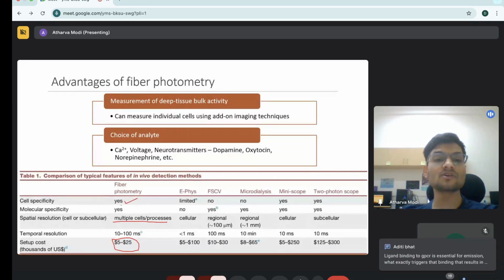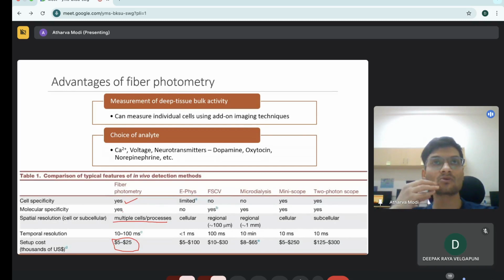Basically, if you want to measure from, let's say, only neurons which use glutamate, you can express these proteins only in the neurons which use glutamate as neurotransmitter. Other neurons will not express this protein. So you can play around very much with these molecular biology techniques, and it can give you cell specificity, molecular specificity, which not many other techniques can give you. So this is the very big advantage of fiber photometry.